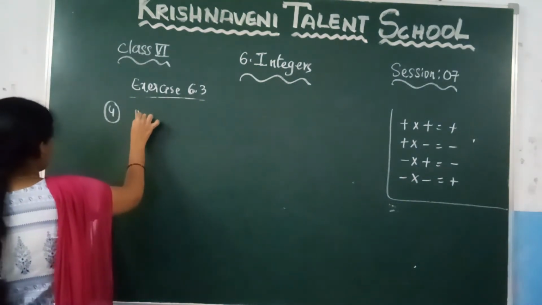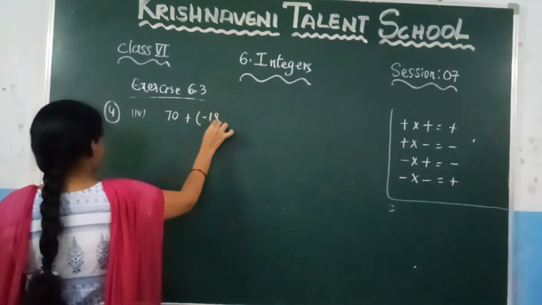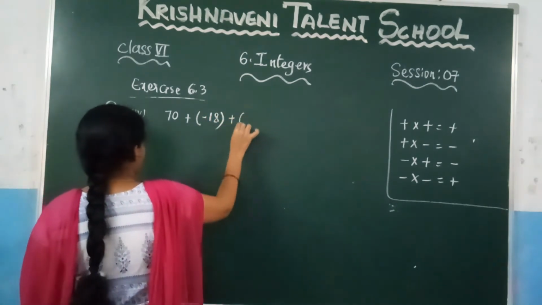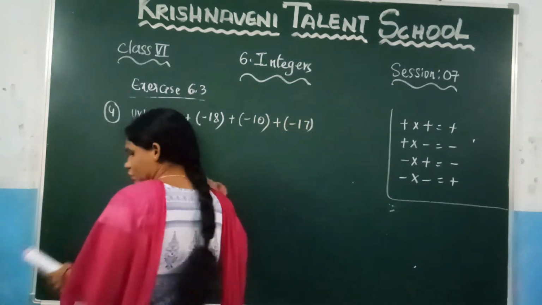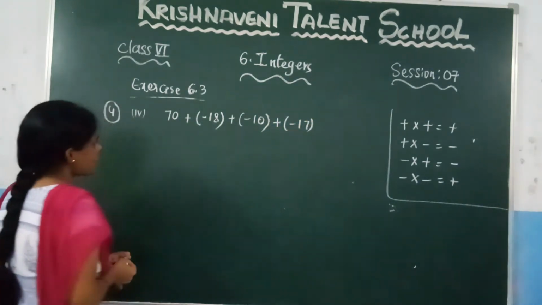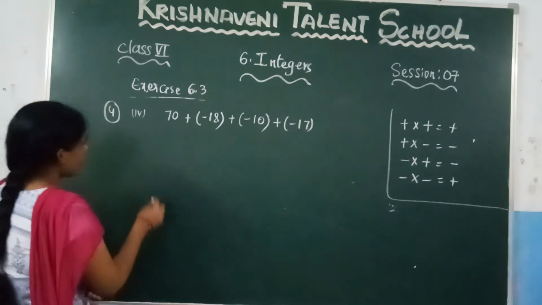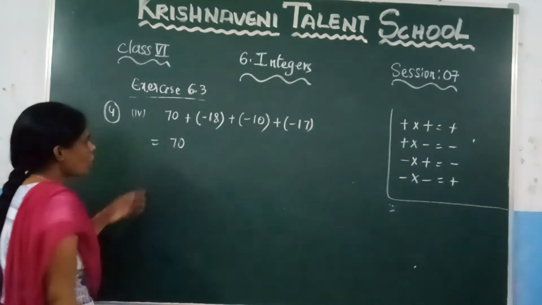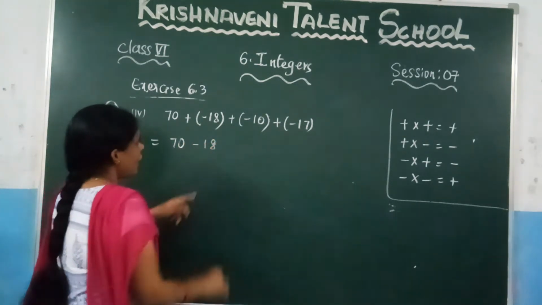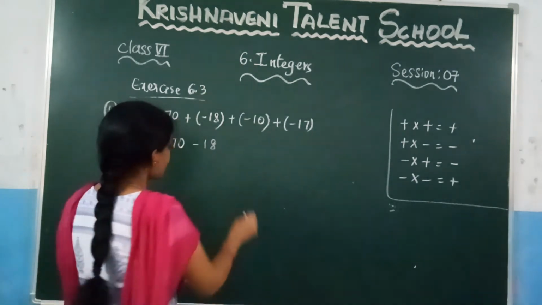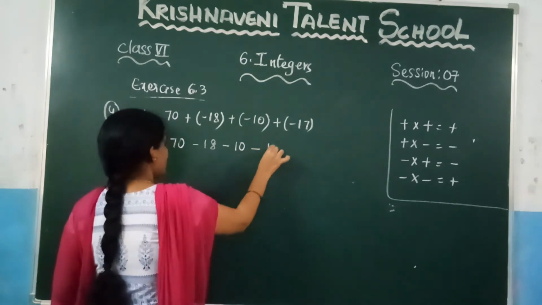Fourth question. 70 plus minus 18 plus minus 10 plus minus 17. So this is the question they have given. Again, solve the numbers that are in the brackets. So after solving, what will you get here? 70. What is the value of plus into minus, which is minus? So keep it here minus 18, and plus into minus again minus 10, plus into minus which is minus. So write it here minus.